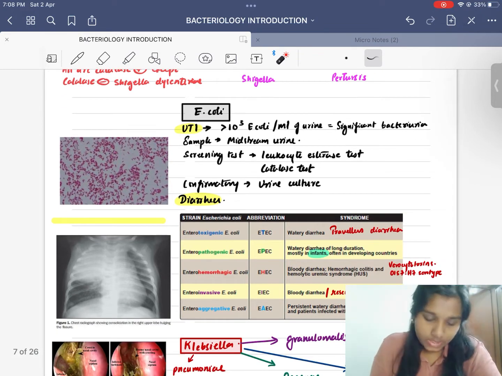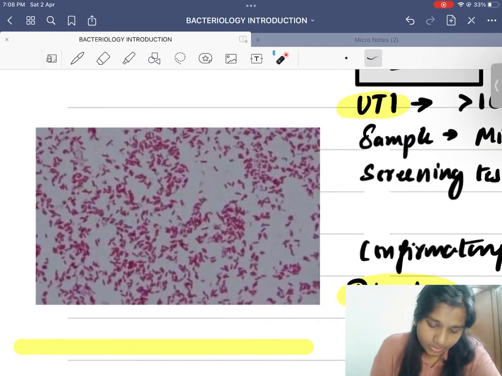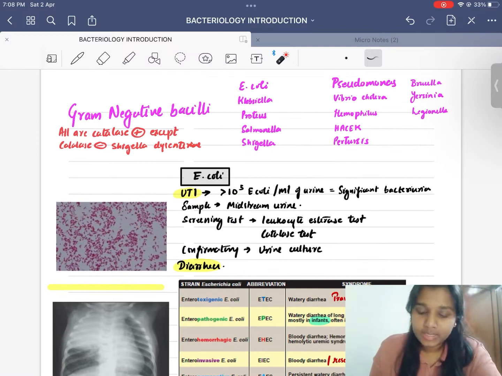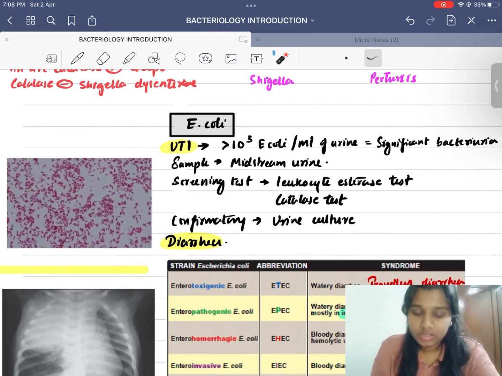So first, let's start with E. coli. Now, E. coli are bacilli. In this image, this is a gram stain. I see a lot of rods, and all these rods are pink in color. So this is a gram-negative bacilli. Now what does E. coli cause? It's the most common cause of UTI, right? E. coli is the most common cause of UTI.